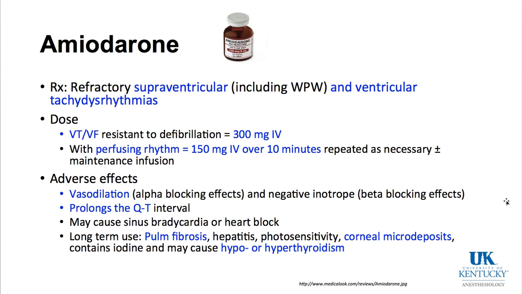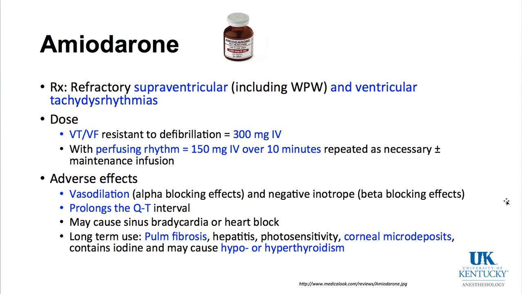The next topic is amiodarone. Amiodarone is used to treat many types of dysrhythmias, including supraventricular dysrhythmias and ventricular dysrhythmias. And these are tachydysrhythmias. The classic dose for VTach or VFib that is resistant to defibrillation, you've defibrillated them multiple times, they're still in VTach or VFib, and you will give 300 milligrams IV amiodarone as a bolus to an adult patient. If they have a perfusing rhythm, you can give amiodarone 150 milligrams over 10 minutes.